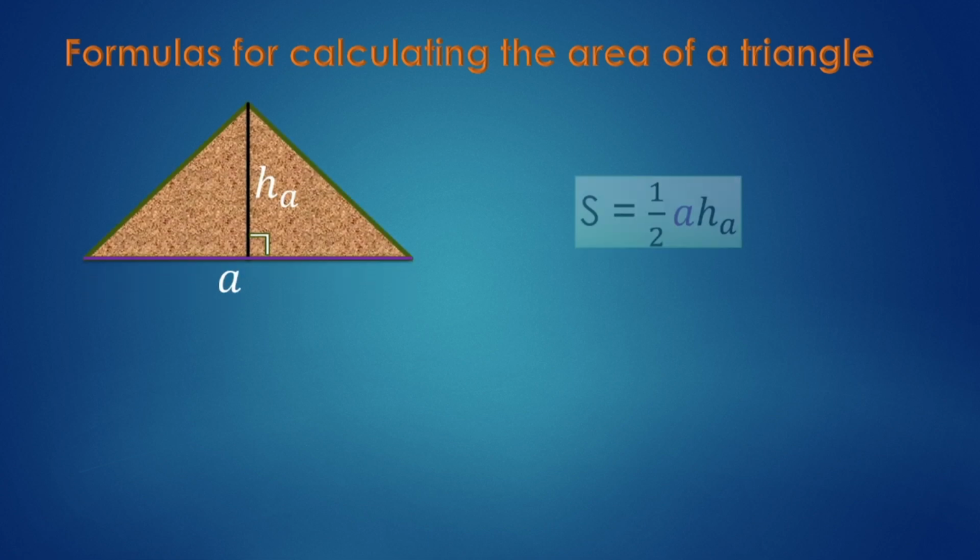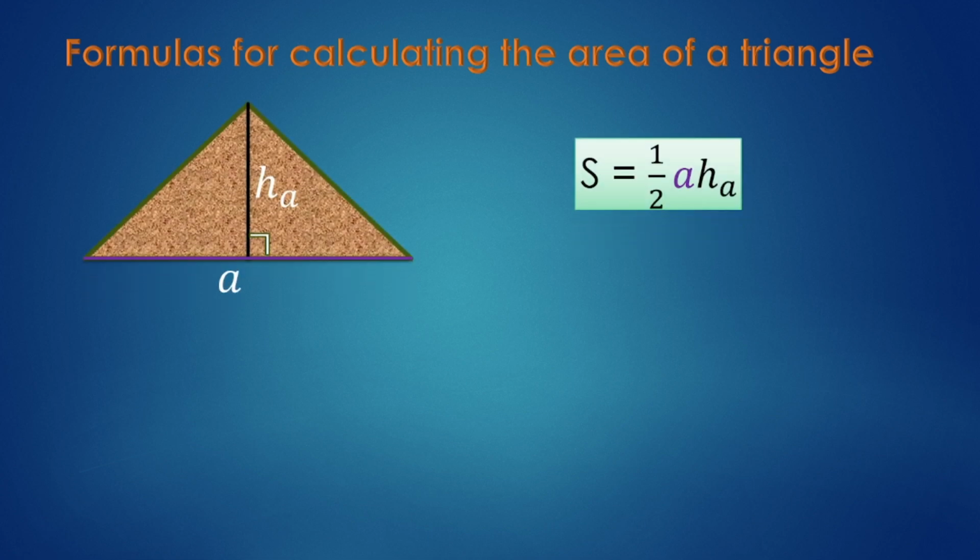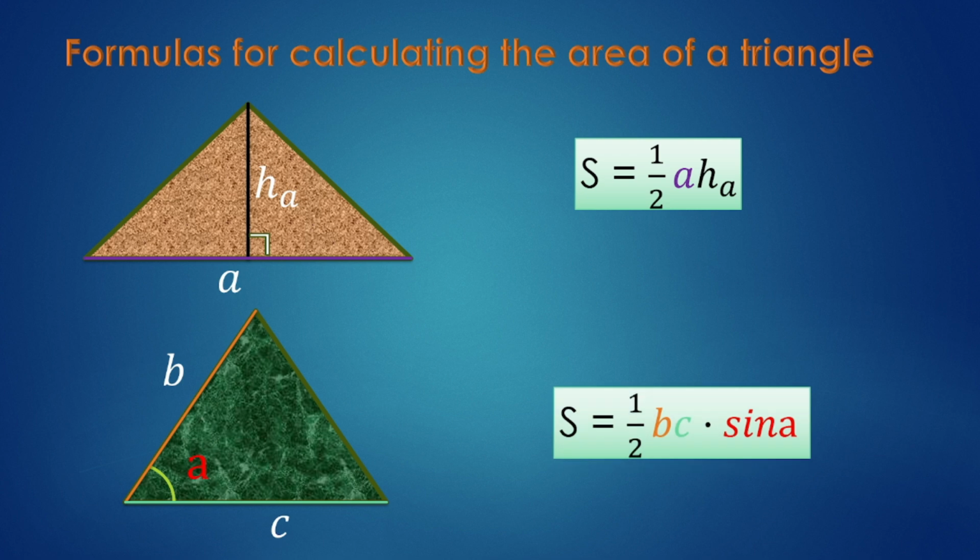The formula for finding the area of a triangle by height is half the product of the length of the side, base, times the length of the height drawn to that side. The formula looks like this. S equals 1/2 times A times H, or S equals A times H divided by 2, where S is the area of the triangle, A is the length of the base, and H is the length of the height drawn to that base. And we have the formula for calculating the area of a triangle using the sine.